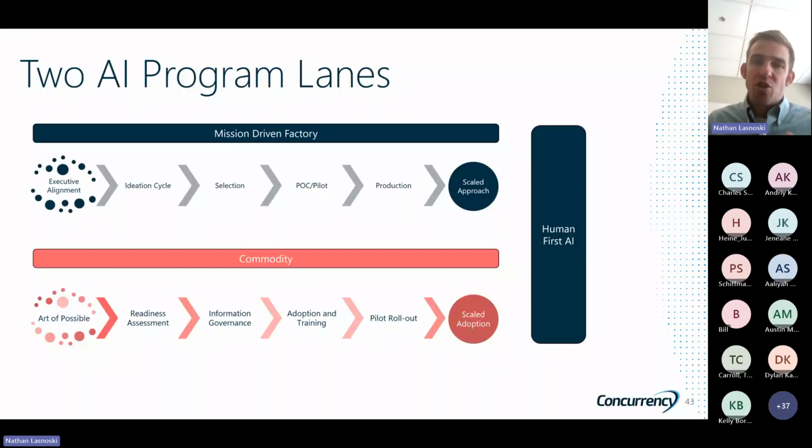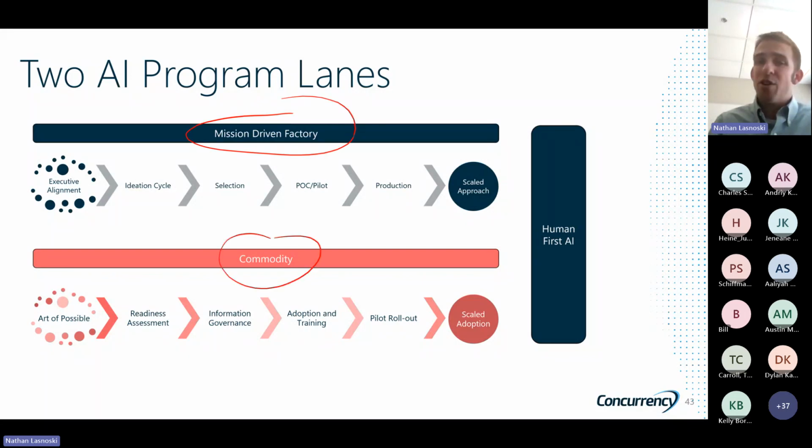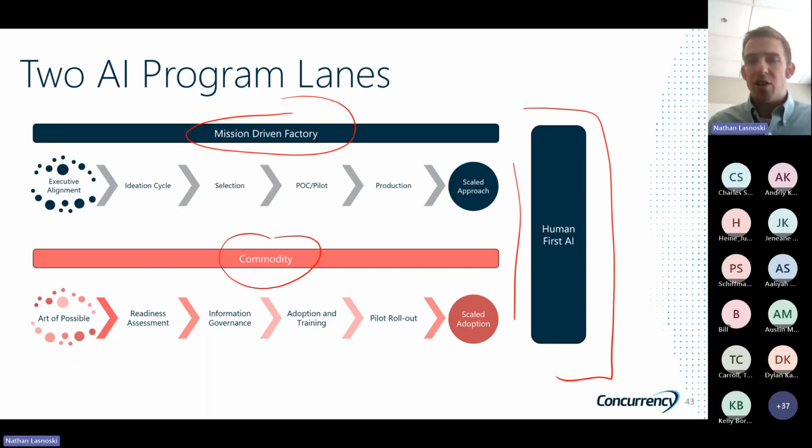So what we see is that there are two lanes. The first lane is this idea of mission driven, which we talked about earlier today. So this idea of things that truly are tied to the mission of your business in the context of the work that you actually do: customer service, building my thing, inventory, supply chain planning. These are driving what you do. Mission driven factory. The second thing is that commodity lane. Everyone in your business is using AI to be more productive. And that's why both of these are united by a human first AI strategy.